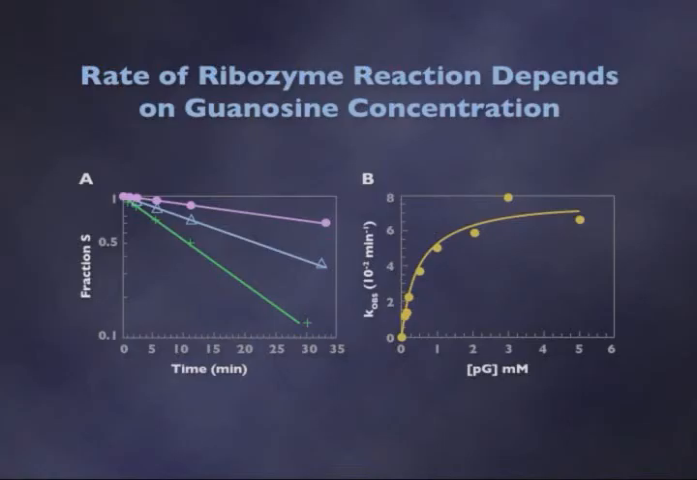And that's because at that point, the guanosine binding site is always full. And so adding more guanosine doesn't help the reaction because there's enough guanosine in solution to keep that guanosine binding site occupied. So from this sort of an experiment, and others not shown, we can get an estimate of the affinity of the ribozyme for guanosine, and we can see that it's binding guanosine, it's half occupied at about 0.5 millimolar guanosine concentration.